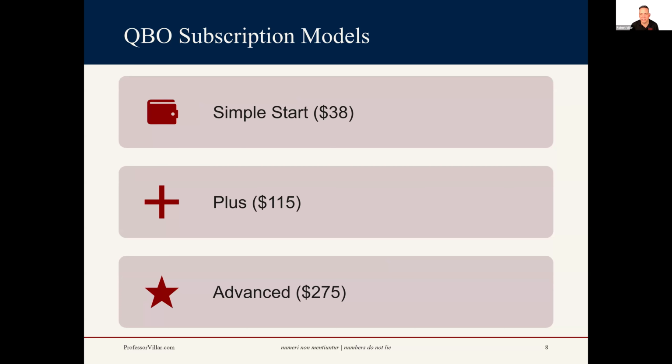Now, what are we looking at as far as subscription? I will tell you today is September 23rd, and I got these rates off of the QuickBooks webpage on September 23rd, 2025. They have the Simple Start, which is about $38 a month. The Plus subscription is about $115 a month, and the Advanced subscription about $275 a month. Now, each one of these has different perks, advantages, and disadvantages.